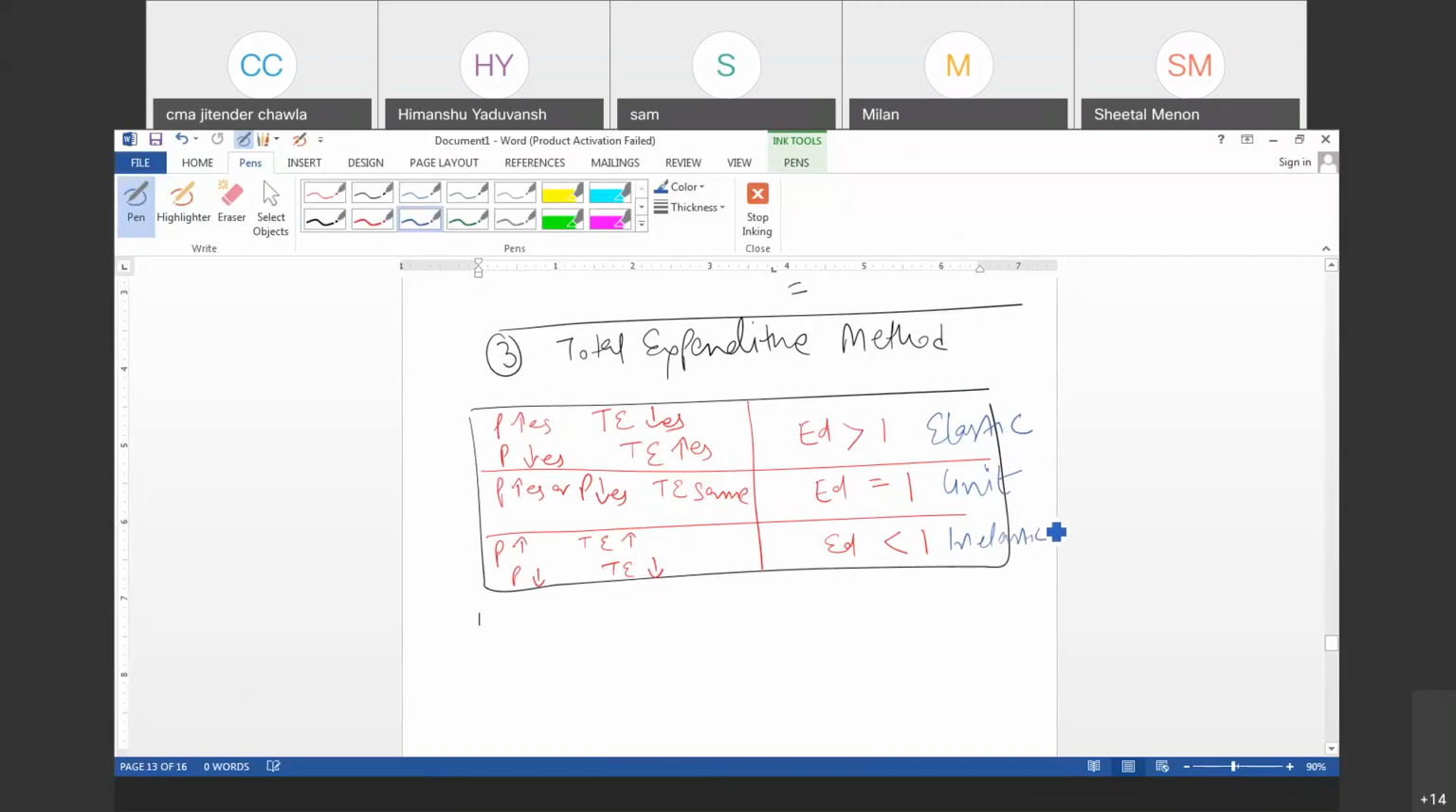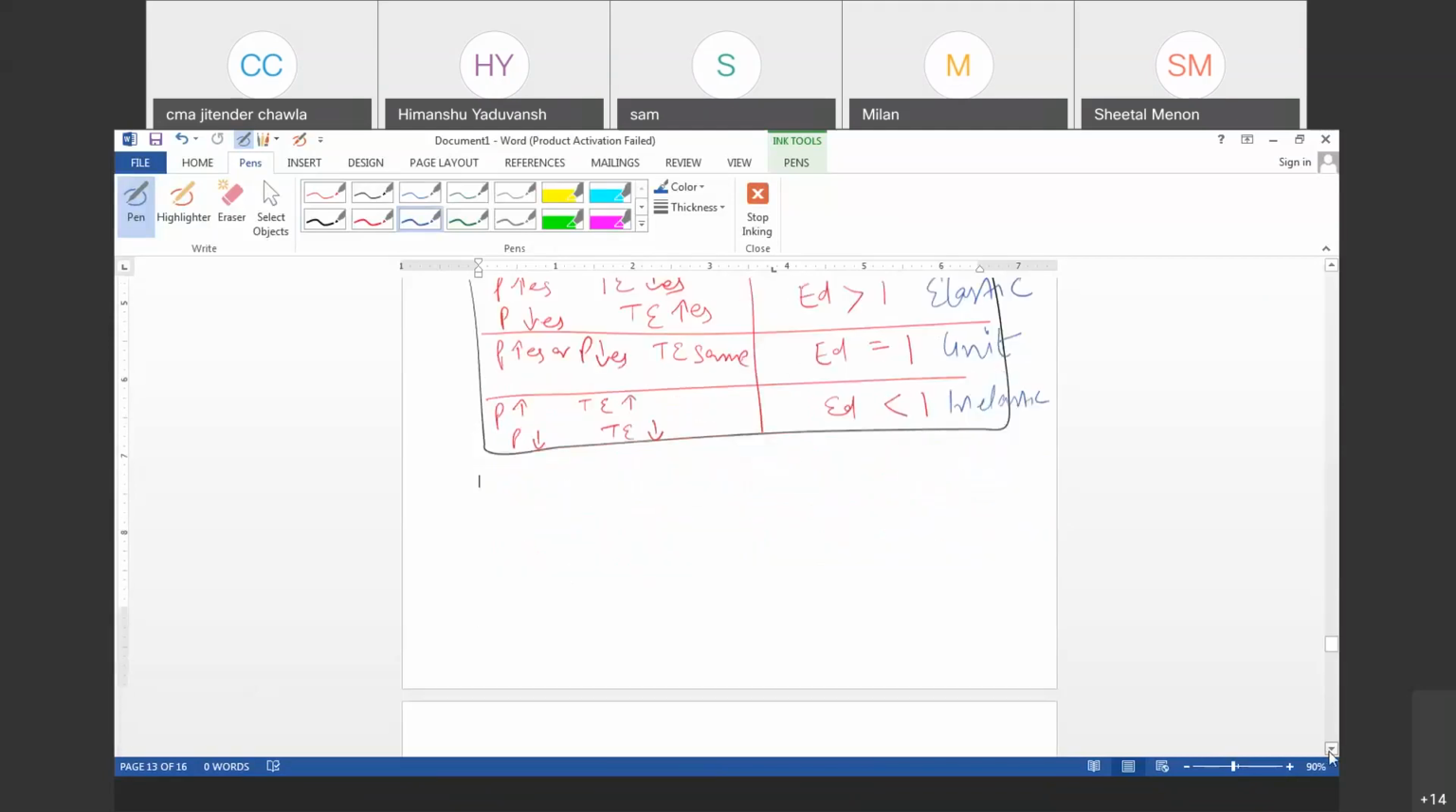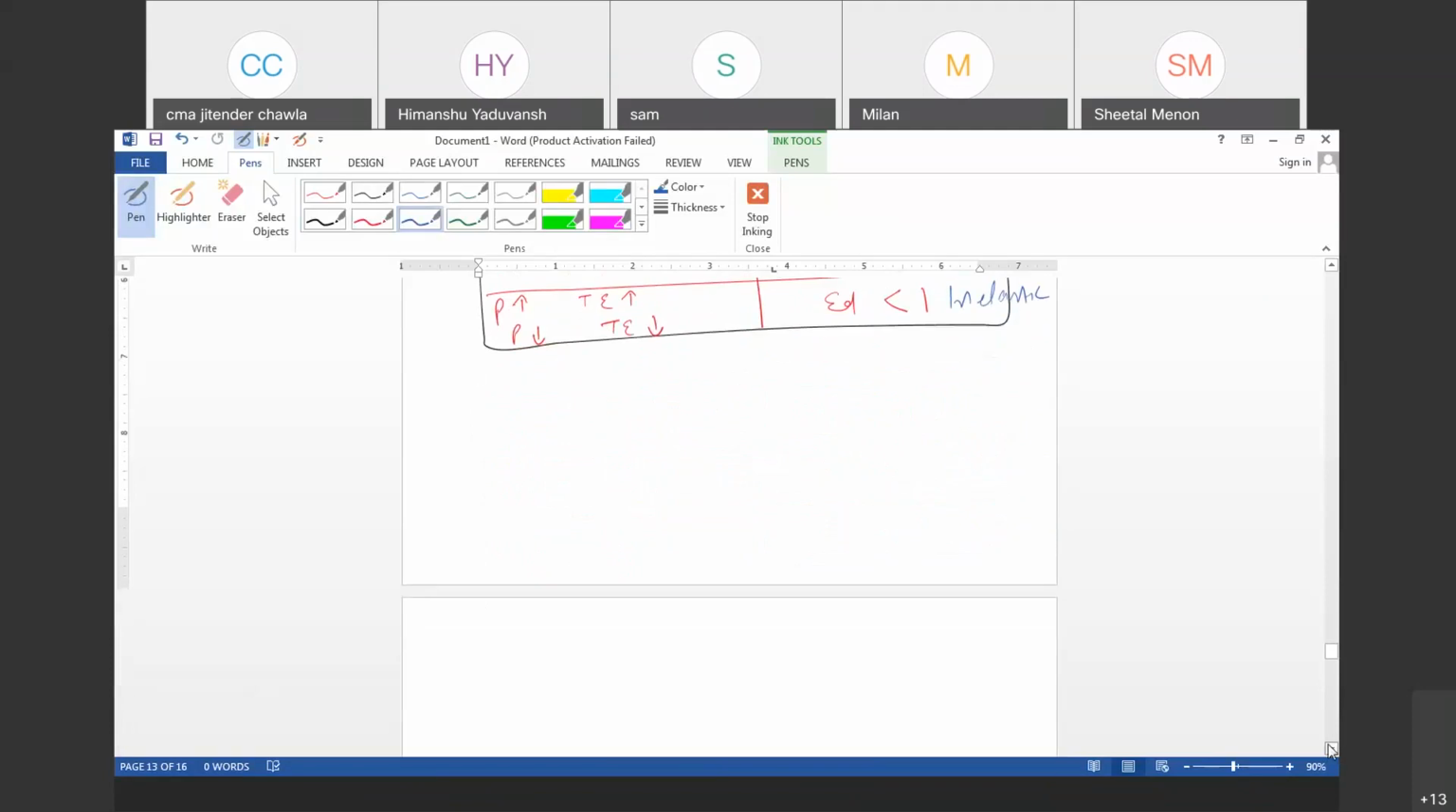Now, Sheetal, clear? Sumedha, clear? Could I do a numerical question based on this? Mayank, you can reply. Should I do a numerical question? Kishan is also there, Himanshu is there, because I am able to see only a few.